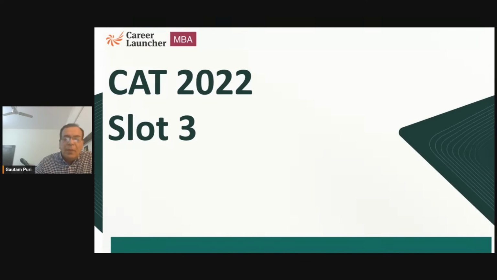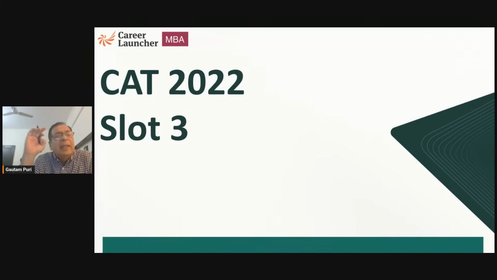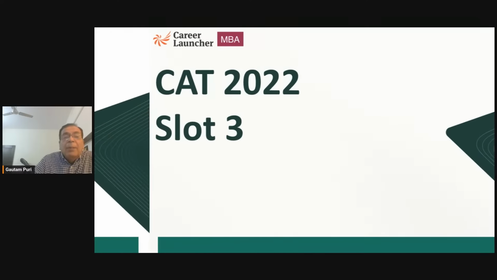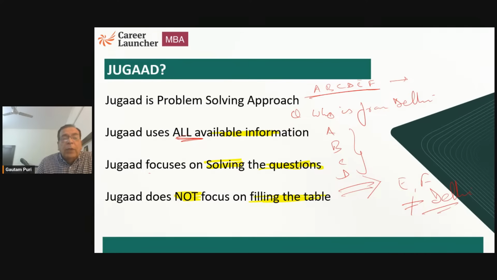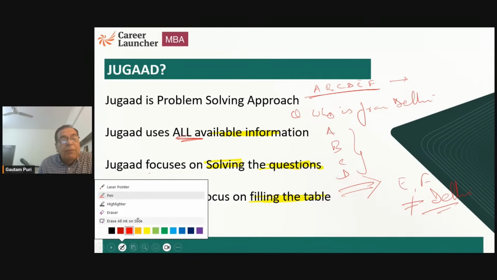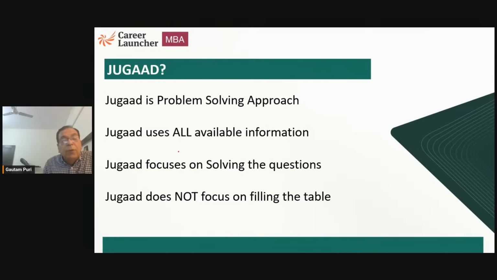Okay. Now, let me explain this with the help of this data set, which is from CAT 22, slot C. And here I'll show you all the things which I've talked about. Okay. I have talked about the fact that you have to use all available information. We'll talk about how.